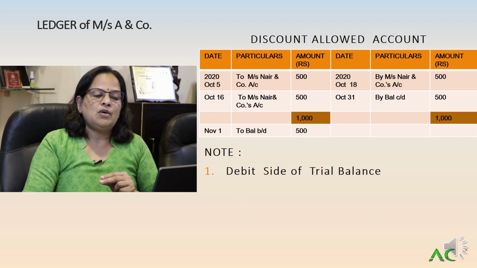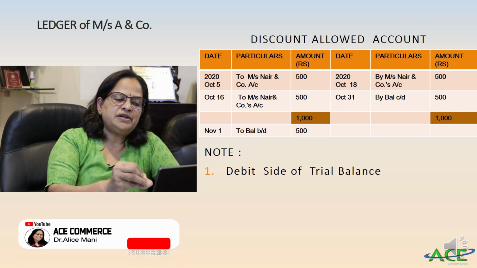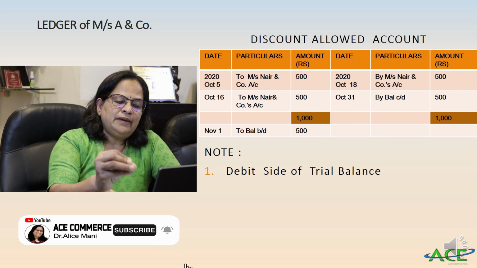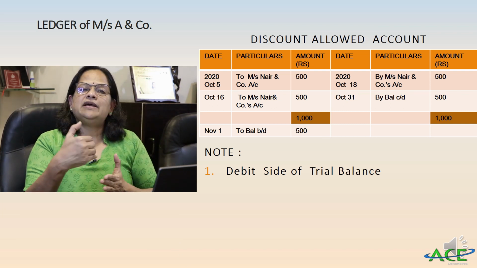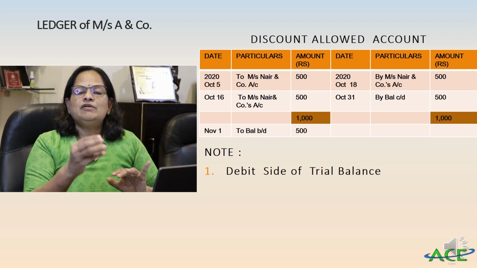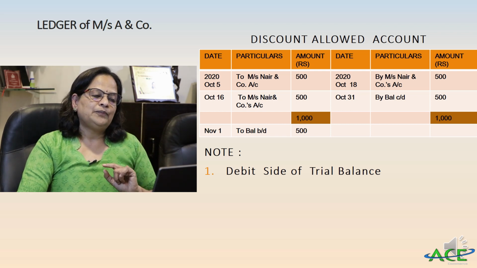Next is discount allowed account. That meaning to Messrs Nair and Company account 500, to Messrs Nair and Company account again 500. Now by Nair and Company account 500. Debit side has got 1000 and credit side has got only 500. So debit side is more. That meaning 500 debit balance will go to debit side of the trial balance.